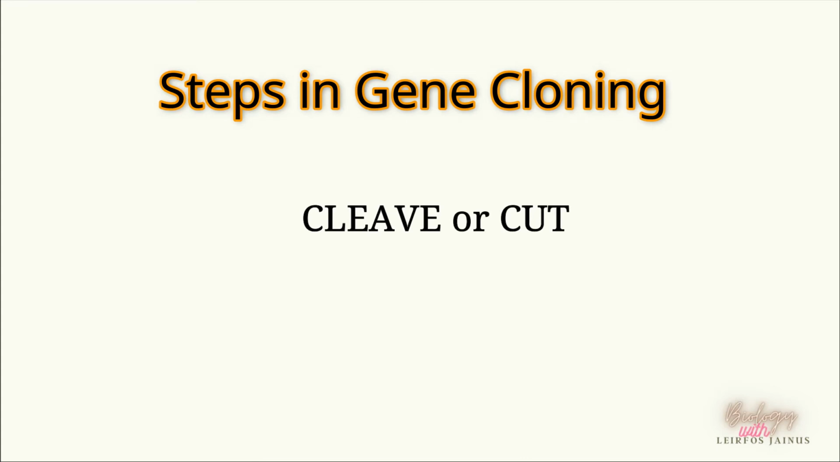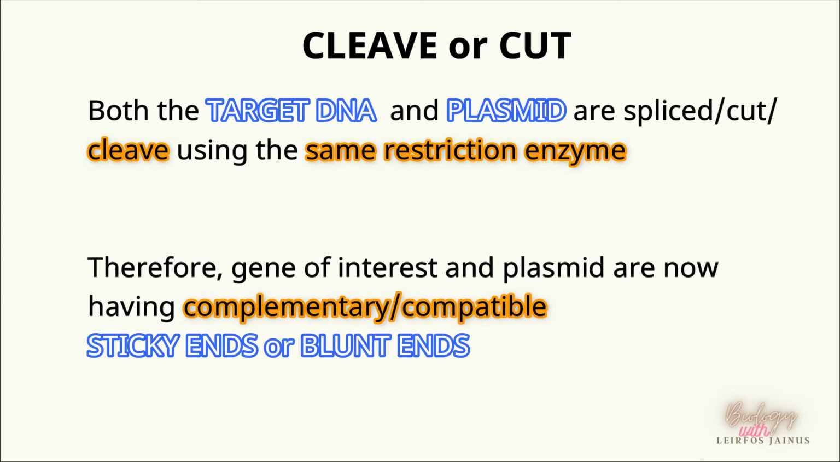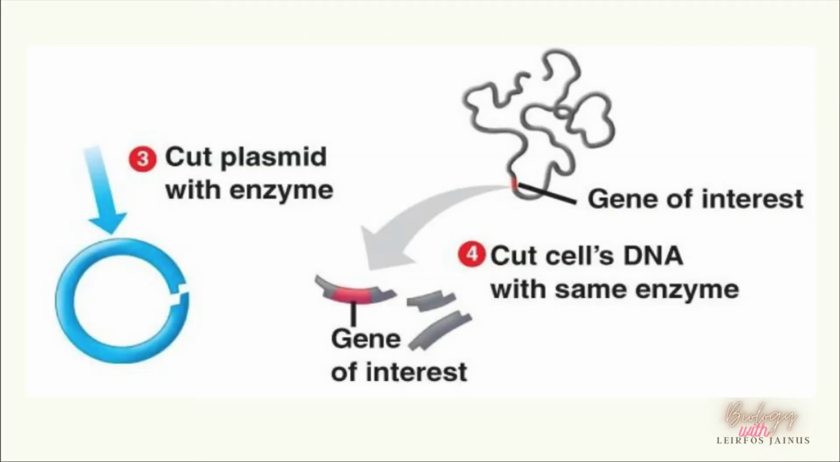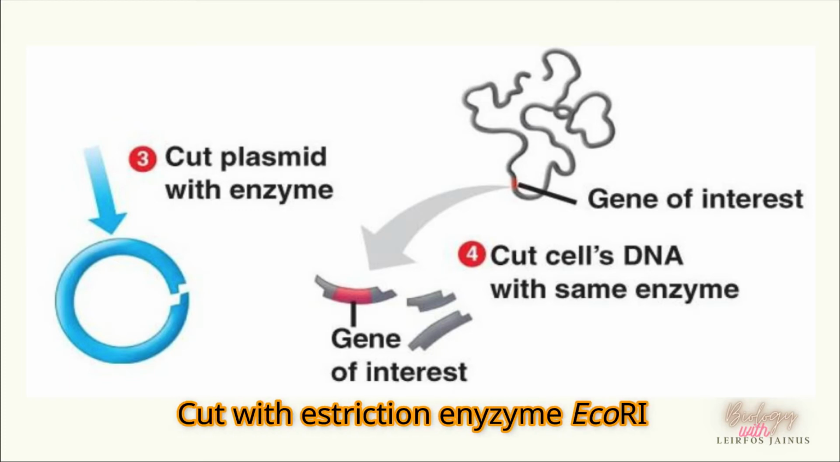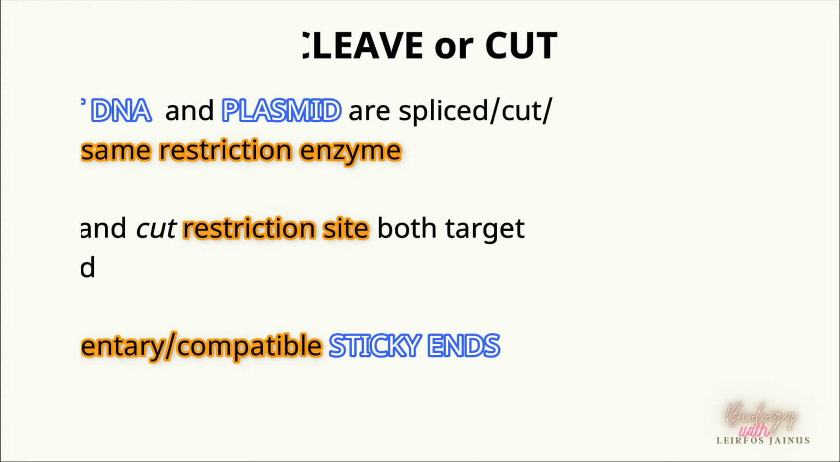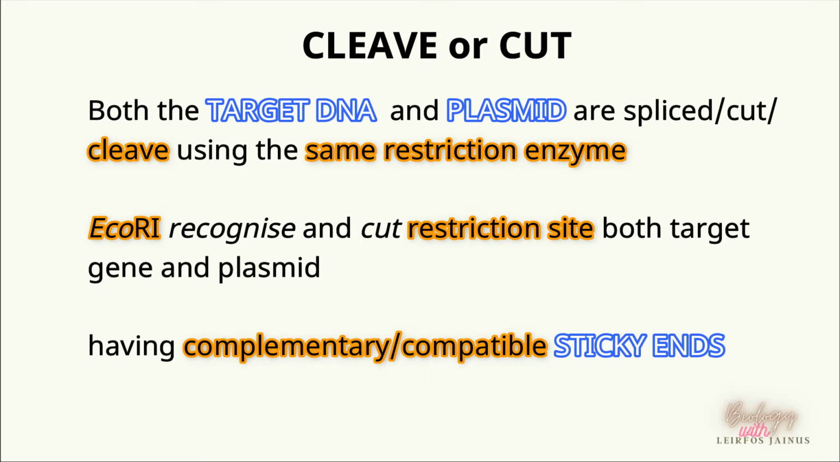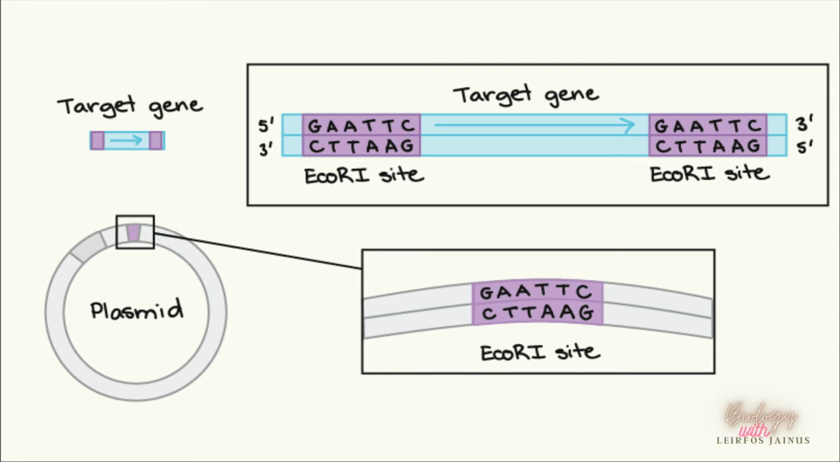The following step is cleave or cut. Both target gene and plasmid are spliced or cut using the same restriction enzyme. The reason for this is to produce complementary or compatible sticky ends or blunt ends between target gene and plasmid. For example, the enzyme EcoR1 is used to recognize and cut the restriction site of target gene and plasmid to produce complementary sticky ends. Restriction enzyme EcoR1 will recognize the palindromic sequence 5' GAATTC 3' of target gene and plasmid.